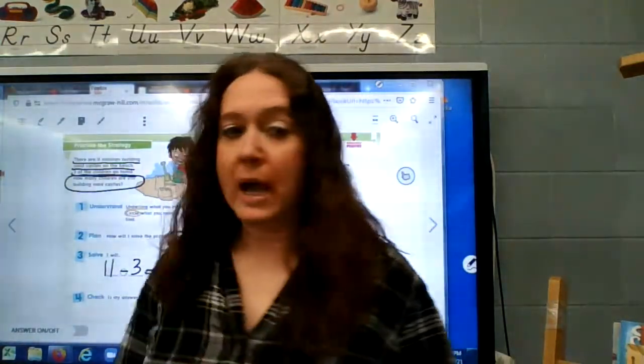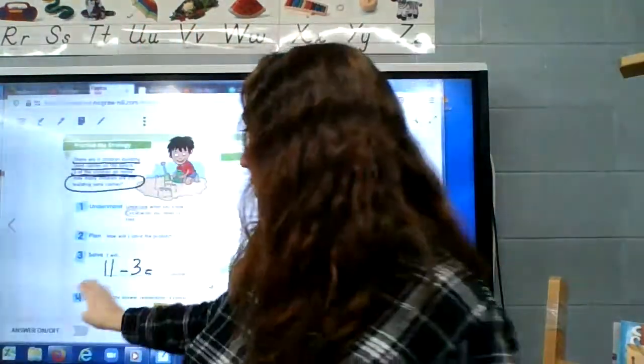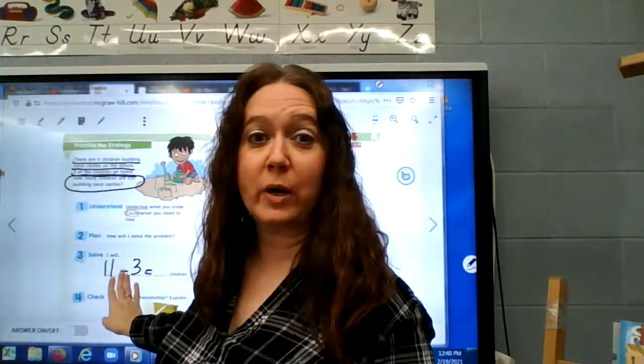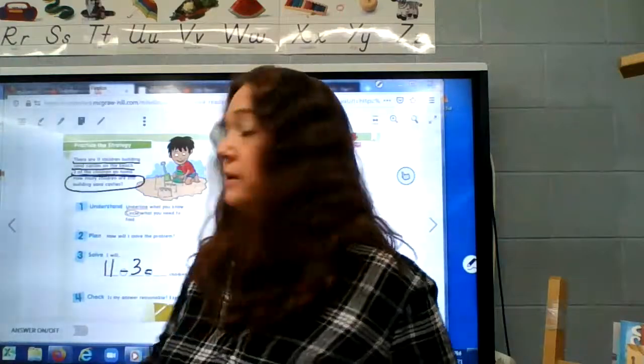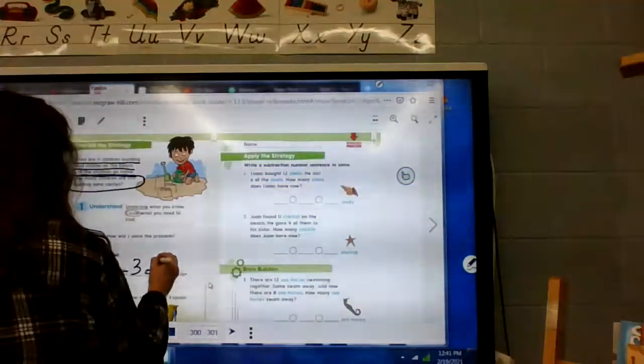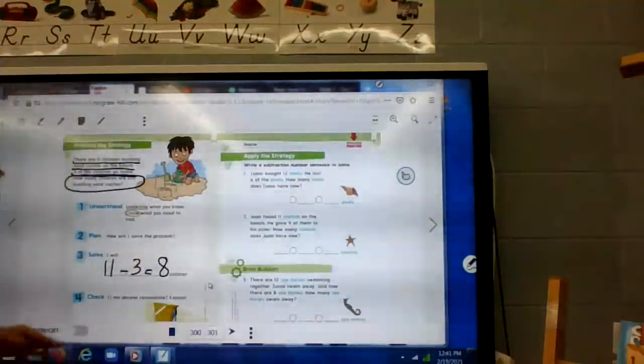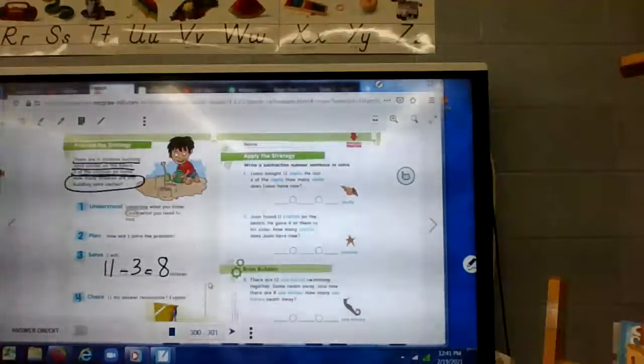Okay. How I would figure this out is, because we don't have 11 fingers, so I would have 11 in my head, and I'm going to count backwards 3, because we're not losing 3, but 3 children are going away, right? They're going home. So 11, 10, 9, 8. Okay, see how I counted back? I knew I needed to count back 3. 11, 10, 9, 8. 8 children are left.